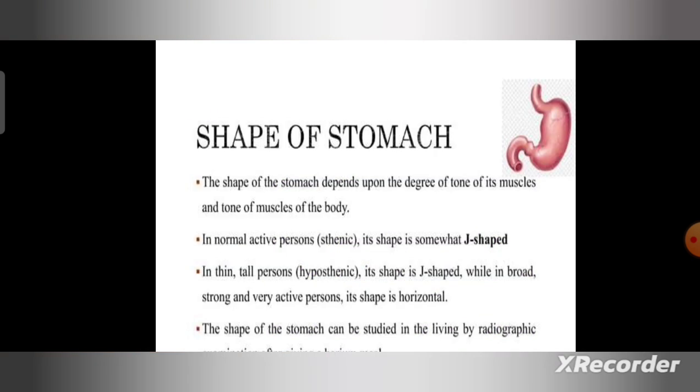Next is the shape of the stomach. The shape of the stomach depends upon the degree of tone of its muscles and the tone of the muscles of the body. In a normal active person, that is orthosthenic, its shape is somewhat J-shaped. In a thin or tall person, that is hyposthenic, its shape is J-shaped. And in broad, strong and very active persons, the stomach shape is horizontal. The shape of the stomach can be studied in the living by radiography with barium.